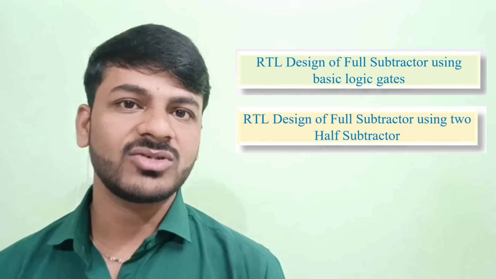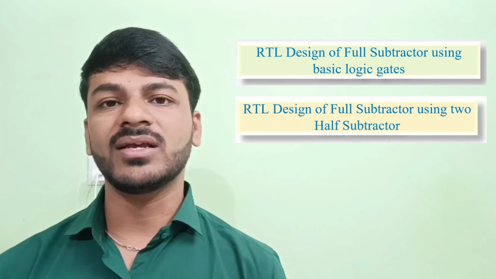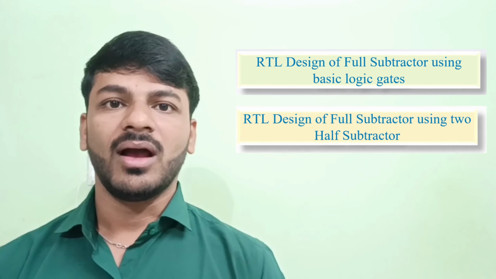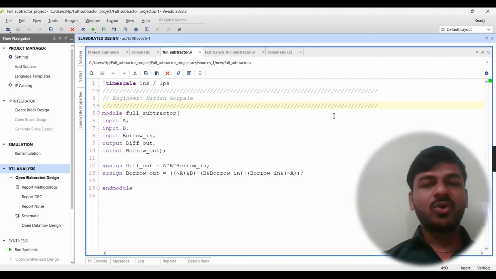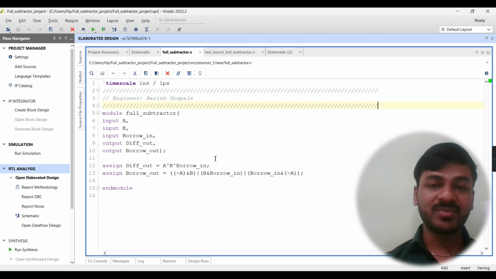Okay, now let's jump to the RTL design implementation of the full subtractor by using basic logic gates and by using two half subtractors on the Vivado tool. You can see my screen, this is the Vivado tool, and I have already written the code for the RTL design implementation of the full subtractor by using basic logic gates. So let's go through the code.